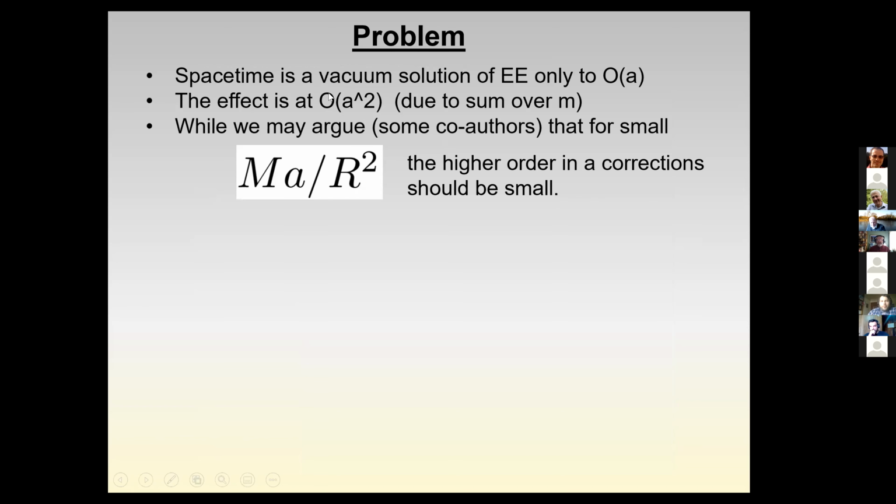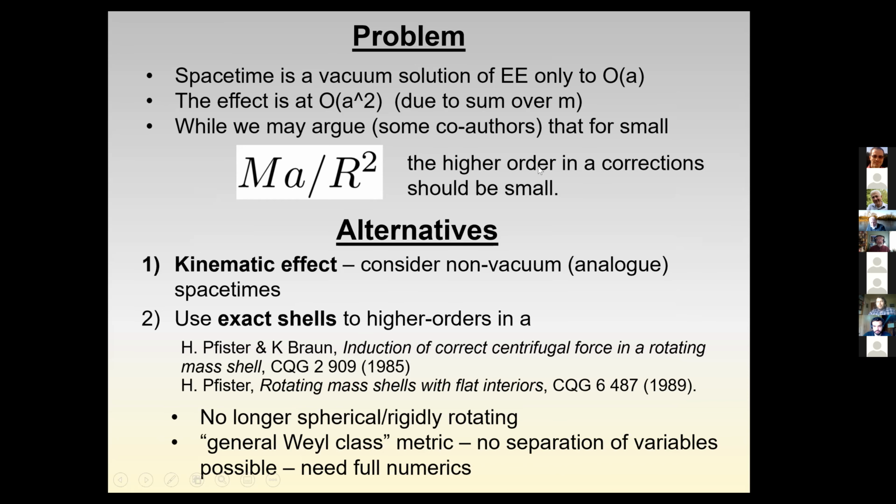But there's a problem, and the problem is that we have chosen our description to be a vacuum solution of Einstein equations only to the linear order in A. But what I haven't told you, but what is quite simple to show, is that the effect which I presented for you is actually at the order of A squared, and this is due to the fact that we sum over the magnetic number m, and so the linear order actually vanishes. So now some of my co-authors try to argue that as long as this dimensionless ratio is small, then the higher order correction should be small. I'm not quite convinced about that, but there are other alternatives of what we can do.